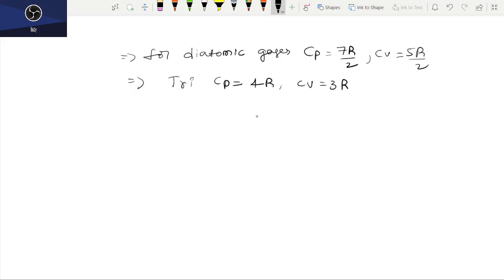So this is the brief description of heat capacity. In the next video, I am going to explain how delta U and delta H are measured in calorimetry, in the next class.